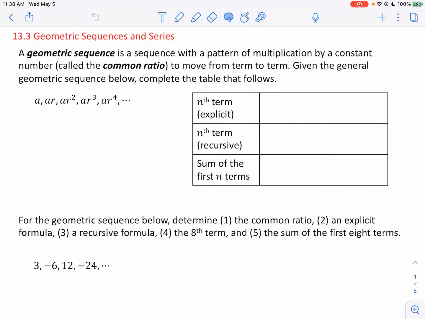Hello class! 13.3 is on geometric sequences and series. A geometric sequence is a sequence with a pattern of multiplication by a constant number, called the common ratio, in order to move from term to term. Given the general geometric sequence below, complete the table that follows.